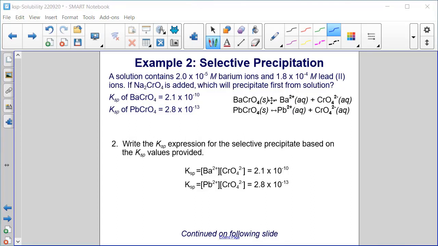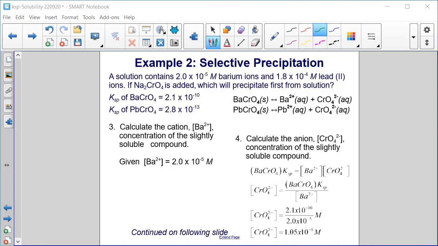So I've carried over the dissociation equations from the previous slide so that we can write the KSP expression for the selective precipitate based on the KSP values provided. So for barium chromate, it's just the concentration of barium times the concentration of chromate equal to its given KSP value. And then the same is true for the lead 2 chromate.